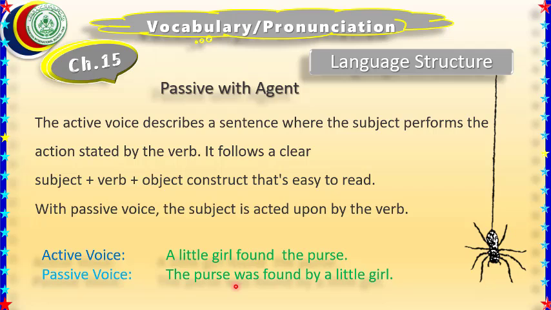In our today's lesson, we shall deal with passive sentences with agent. What is agent? The little girl. The agent is given here. The little girl. This is the agent of this sentence. It is written after by. After by, if there is a noun, anything, that is the agent of the passive. We shall deal with the second type of sentences in our today's lesson.